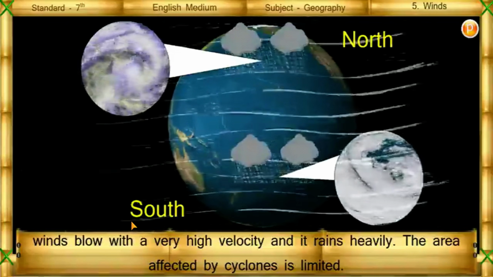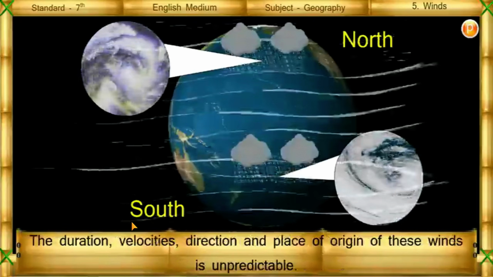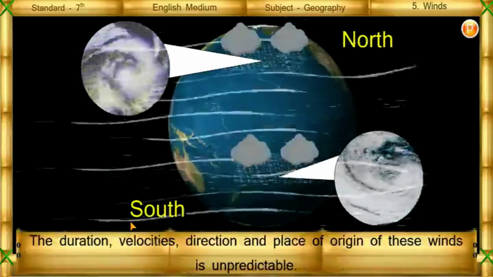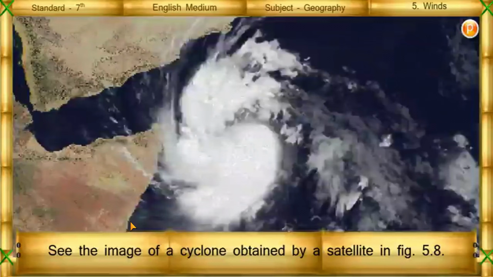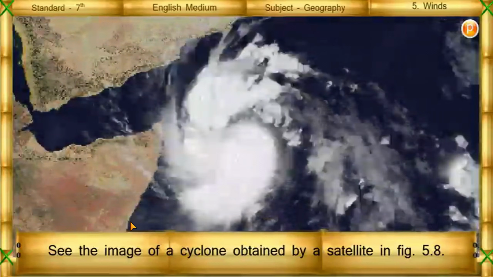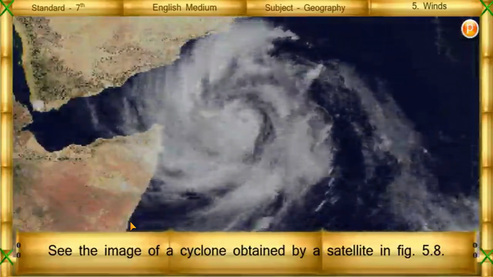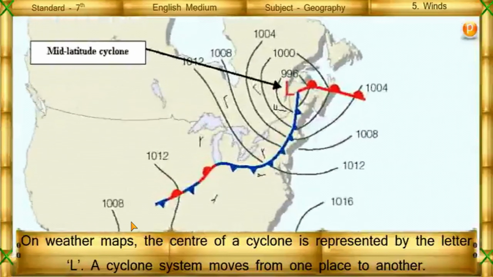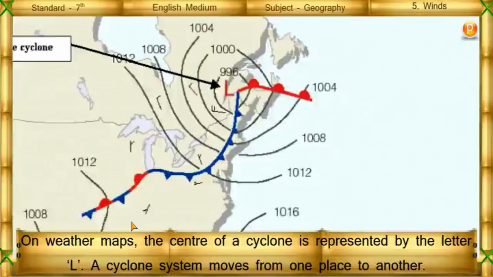The area affected by cyclones is limited. The duration, velocities, direction, and place of origin of these winds are unpredictable. See the image of a cyclone obtained by a satellite in figure 5.8. On weather maps, the center of a cyclone is represented by the letter L. The cyclone system moves from one place to another.